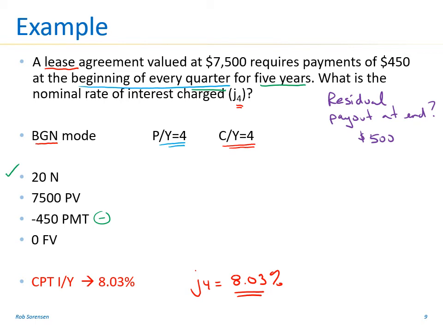Sure. We would take that 500 and put it in there as our future value, but let's think for a minute, positive or negative? Well, residual means you still have to pay it, so we would make it negative. And that would let us handle that slightly more complicated lease situation that you may see from time to time, and you'll see some of those in the practice problems as well.